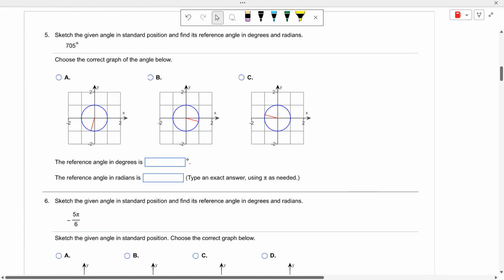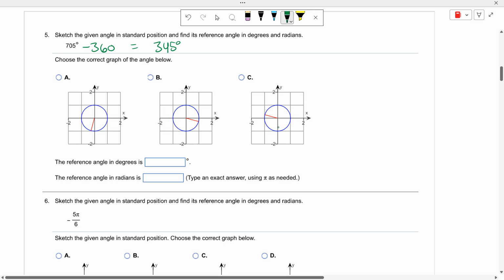705 degrees. Uh-oh. Is 705 degrees on your unit circle? No. So what you have to do is find a coterminal angle. Coterminal angles from the very first day of trig. Coterminal angles are how far apart? 360. So we have to subtract 360 from 705. What do we get?